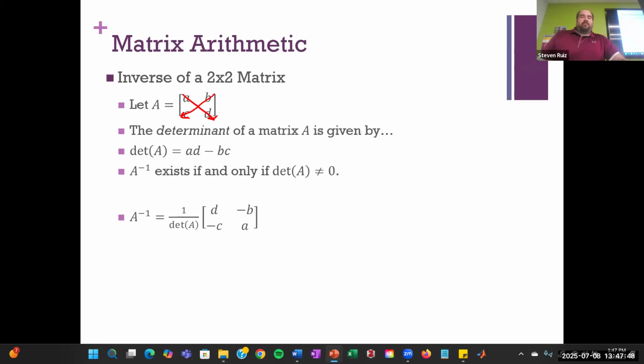Here's the inverse. I'll rewrite this another way: 1 over AD minus BC, times this matrix that's related to A but kind of shuffled around. Basically A and D got their positions changed. B and C are in the same position, but they are now negated. Go ahead.